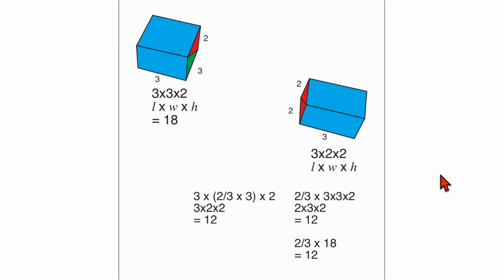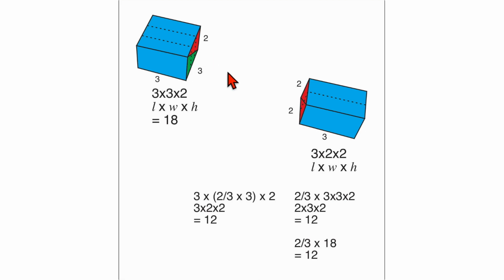In this first pair, the first prism is 12 cubic units, and the second prism is 18 cubic units. They both have the same length, 3 units, and the same height, 2 units. But their widths differ. The first is 2 units, and the second is 3 units wide. So the first width is 2/3 the second width. 1/3, 2/3, 3/3.